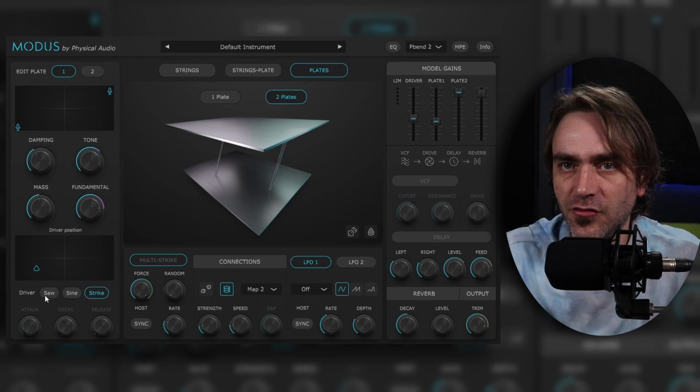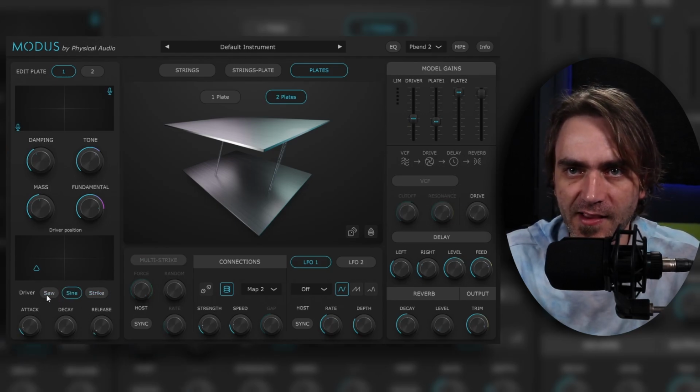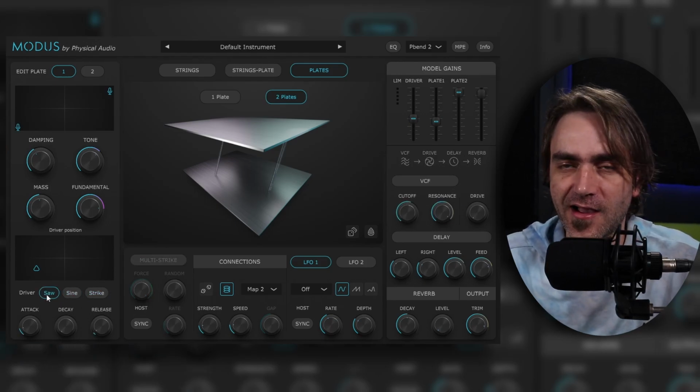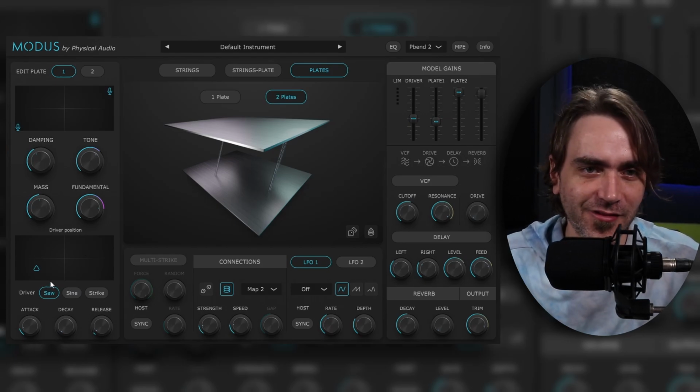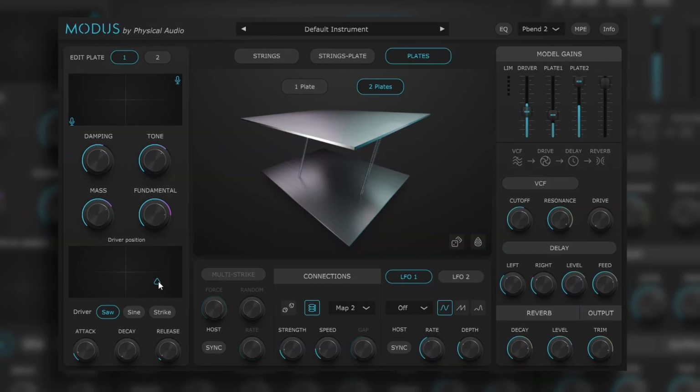But you can also set it to saw waves or sine waves and get more of a kind of synth characteristic out of it. So again, this is really cool for textural atmosphere stuff.